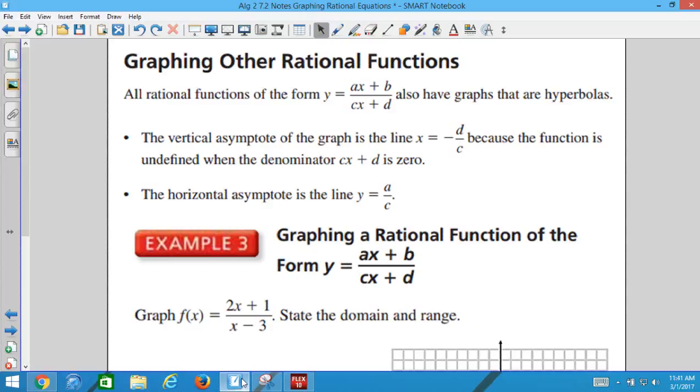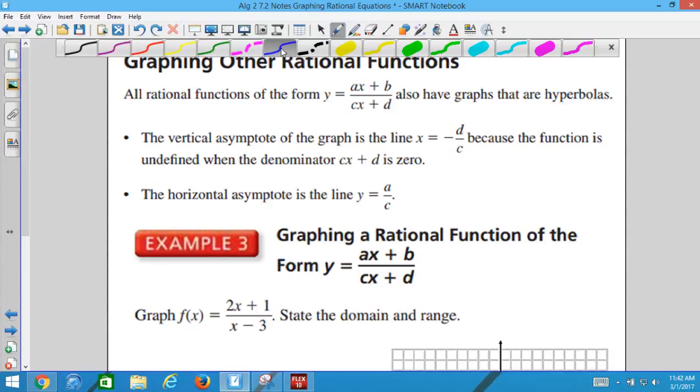All right, the next one, sometimes there's a bit more involved. The other ones just had a number on top, and they called it A in the directions. Now we're going to have a binomial on top that has an X value on the top and the bottom. To find the vertical asymptote, they have a formula. I do not like the formula. I like to just think about it. To find the vertical asymptote, that's what X cannot be.